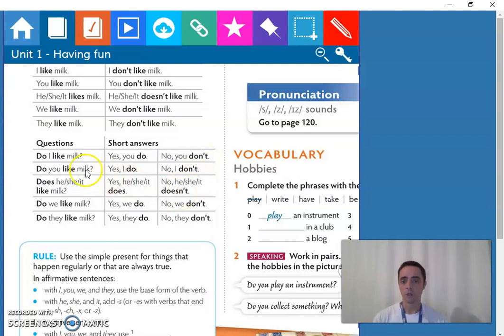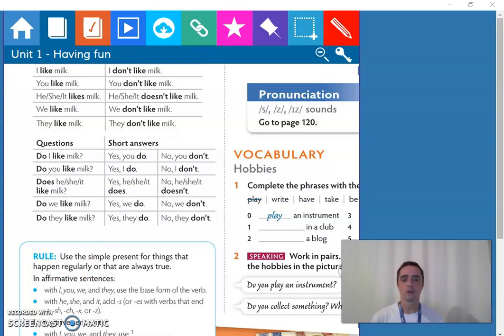For example, hey, do you like milk? Yes, I do. Or, no, I don't. If you have he, she, it, we have to answer with does or doesn't. For example, does she like milk? Yes, she does. Or, no, she doesn't.